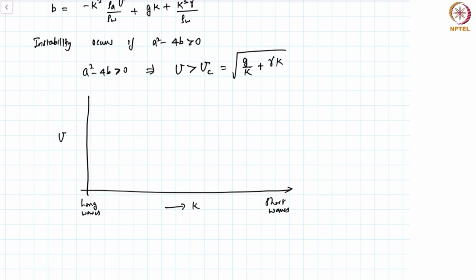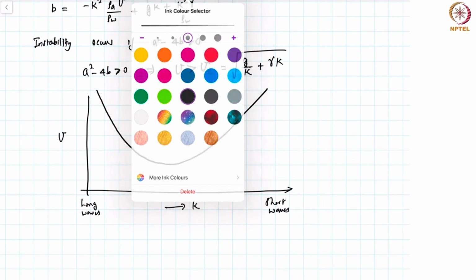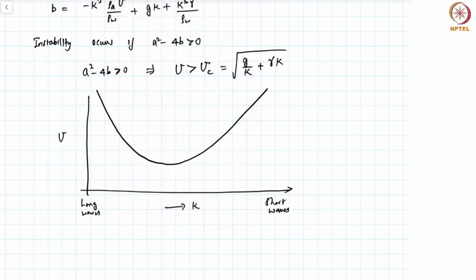So if you look at this expression that we have here, u critical versus k, then the curve essentially would look like this. At very, very small k, this value is very large, but then it hits a minimum, and then again it increases linearly, right? So what we want to find out is, what is the value of this minimum?